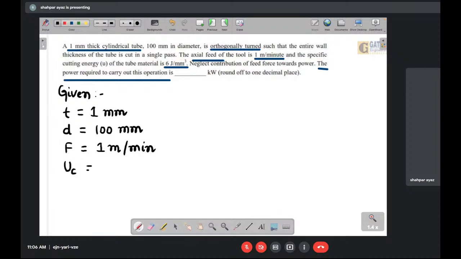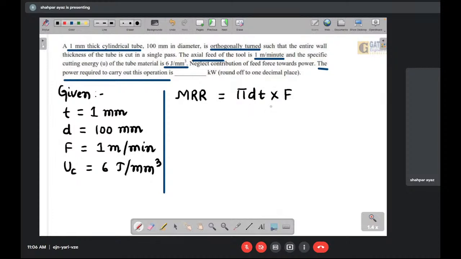A specific cutting energy UC is 6 joule per mm cube. Right, the cutting power required. So to get the cutting power, first of all, we have to find out the MRR, then only we can find it. So for a tube, the MRR expression will be the area, pi d t, into feed velocity. Is this clear, guys? This line is very important, right? The diameter is 100, thickness is 1, and I want to calculate this in mm. So 1 meter is 1000 mm, 1000 mm per minute. So this is going to be your what?